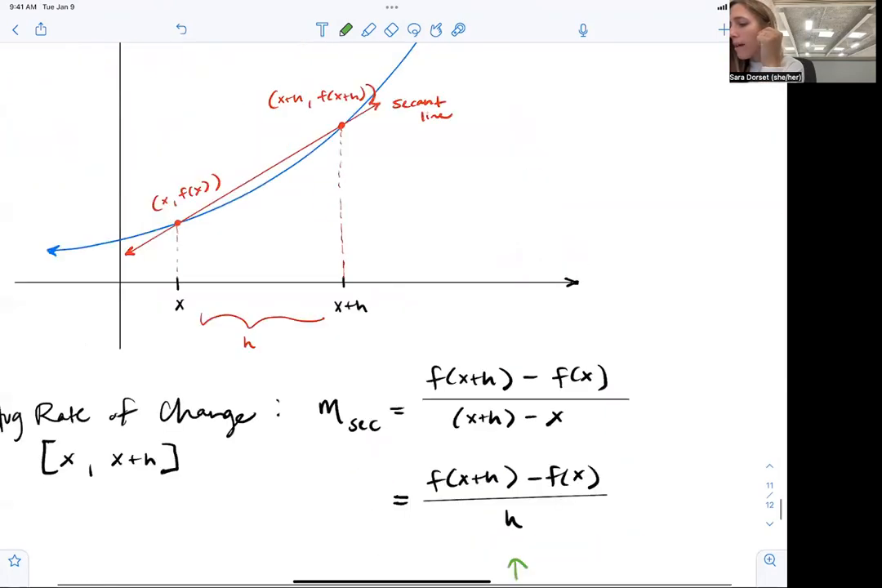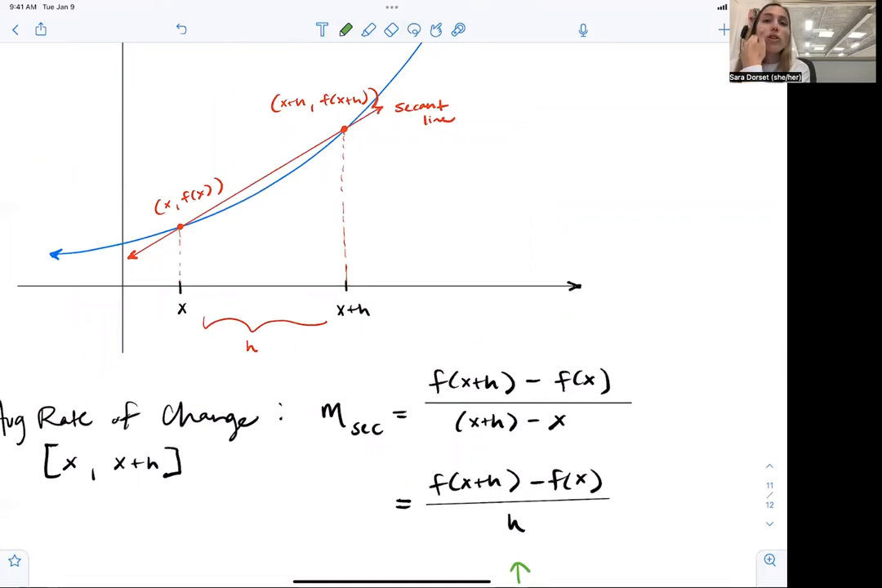Now, let's say that we wanted to calculate the rate of change at a point, not over an interval, but at a point. Like if we wanted to calculate the rate of change at the point x comma f of x, we talked about being able to estimate that rate of change by making h smaller and smaller. Like you could think about choosing values for x that would make the interval smaller and smaller.